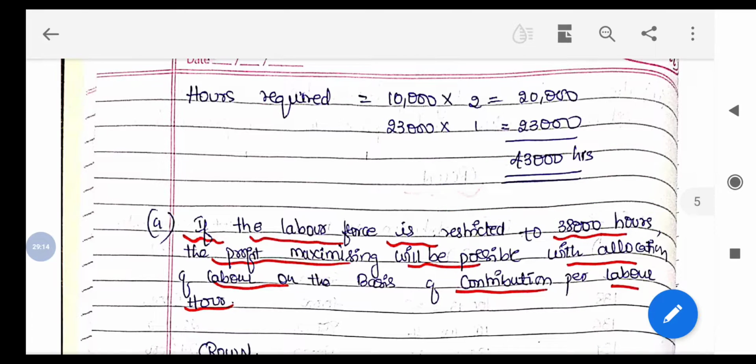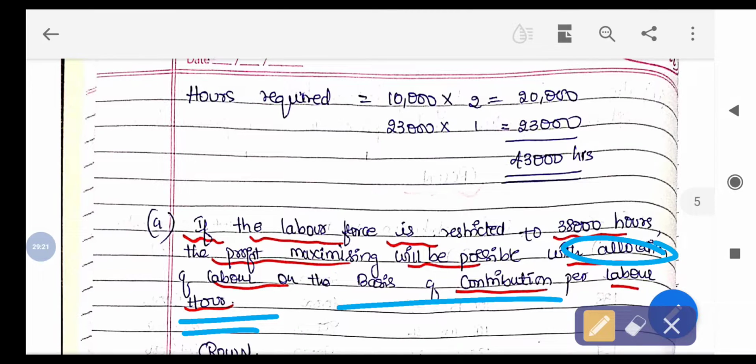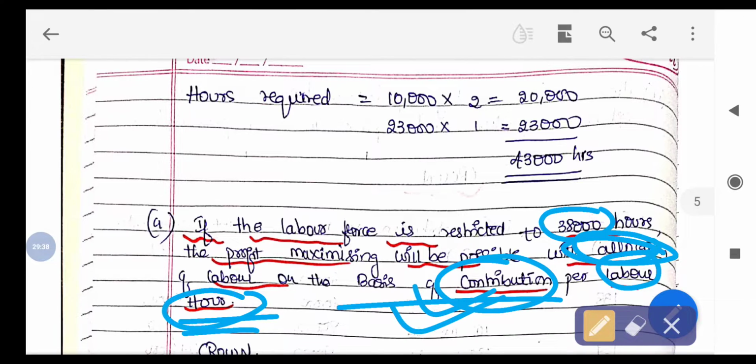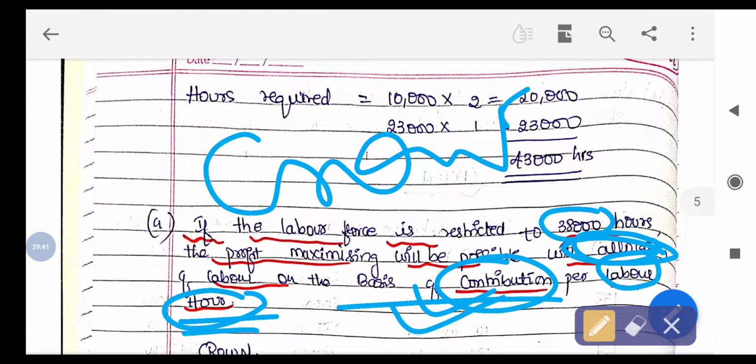So this will be possible only when we allocate labor on the basis of contribution per hour. When they tell us that there is a shortage of labor, we have to go in line with the contribution and consider the labor hours. So per labor hour, how much contribution can we earn? We have to allocate both for crown and for peak, contribution and labor hours, up to 38,000.